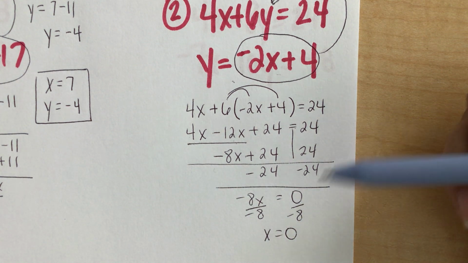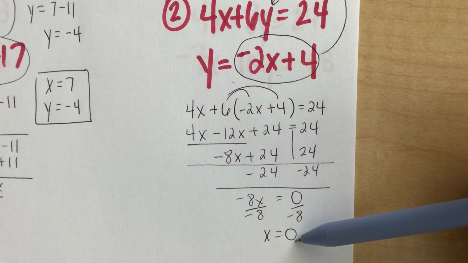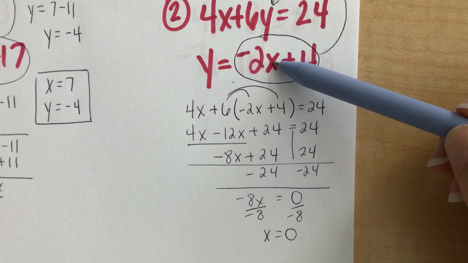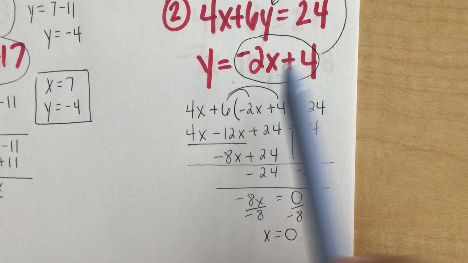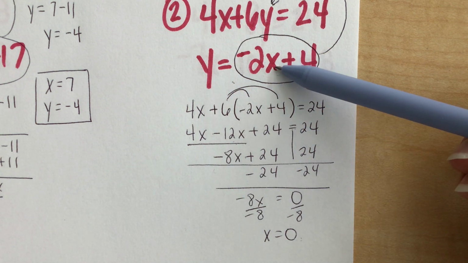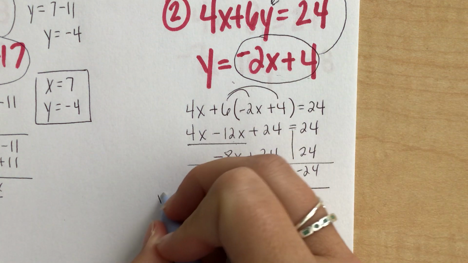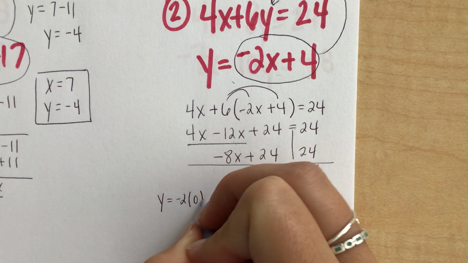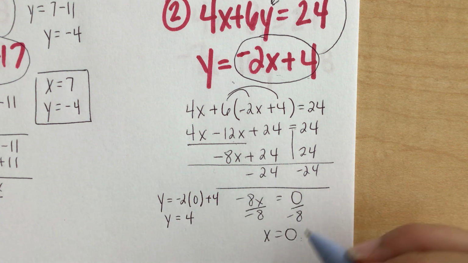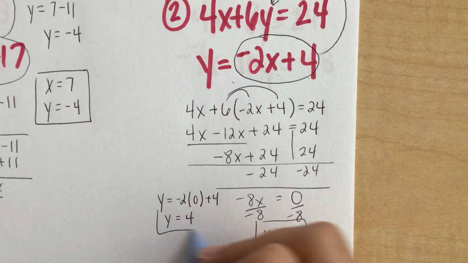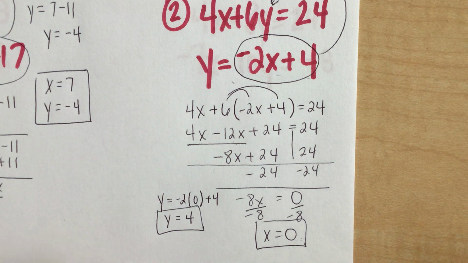and we get that x equals 0. Once you solve for x, then you're going to take that answer and plug that back in to one of the equations. It doesn't matter which one. Obviously, the second one would be the easier one to plug it into. So if I put a 0 in there, I'm going to have y equals negative 2 times 0 plus 4. So y just equals 4. So my solution here is x equals 0 and y equals 4.